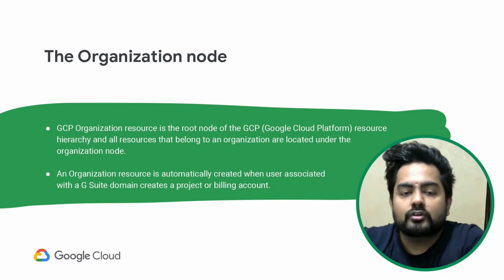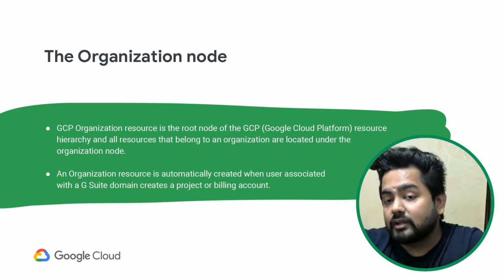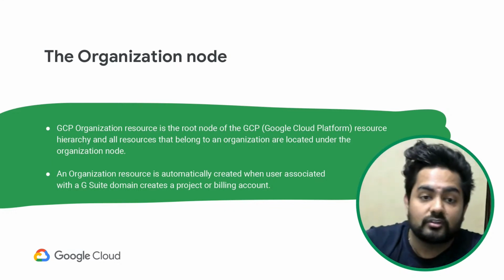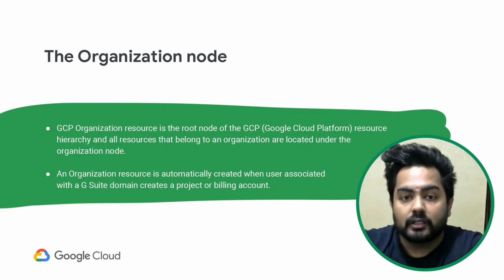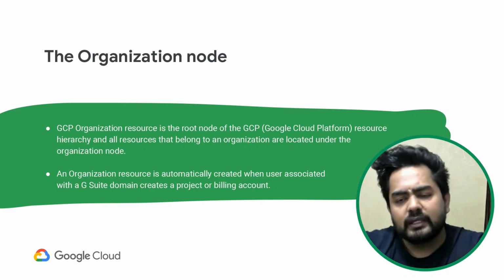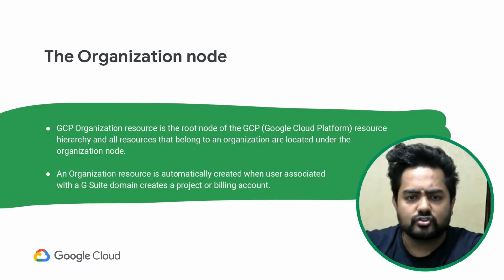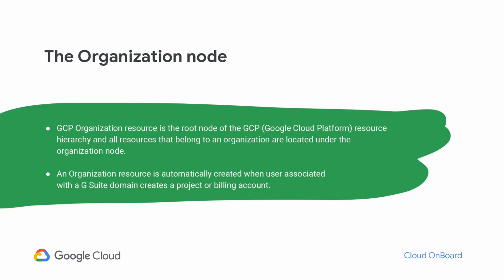Your organization node is automatically created when you have a user associated with, let's say, a G Suite domain. It creates a project or billing account, and each G Suite account is associated with exactly one organization. All these organizations are associated with one domain, which is set when the organization resources are created. So you don't need to create an organization yourself if you are a G Suite customer, because the organization resource is provided to you automatically.